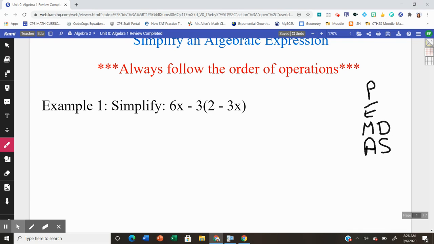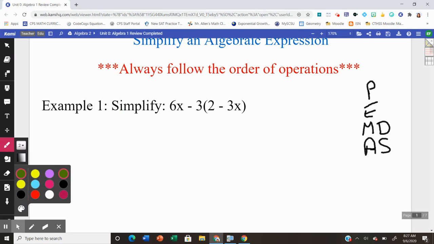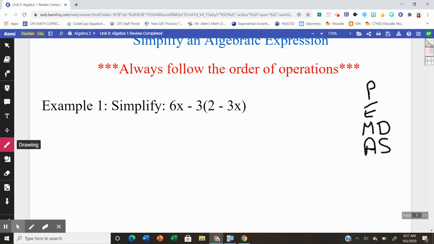So if we're looking at our first example here, when we're talking about parentheses, we're talking about simplifying something inside the parentheses. But 2 minus 3x, those are not like terms, so there's nothing that we can do there. I also don't see any exponents in that expression, which means we're down to multiplication and division. Even though I don't explicitly see a multiplication sign, I do know that a number right next to a parenthesis shows us that we have to use multiplication or a distributive property. So let's go ahead and distribute as our first step here.